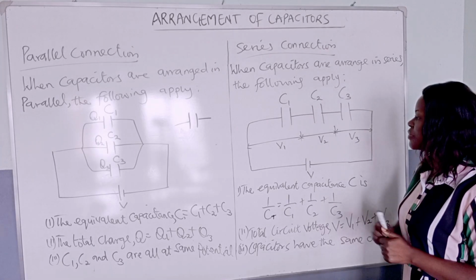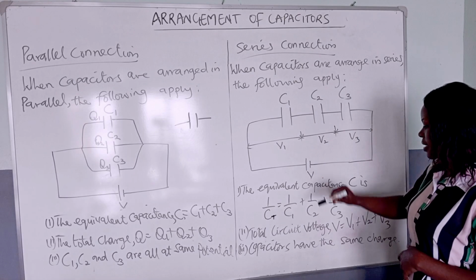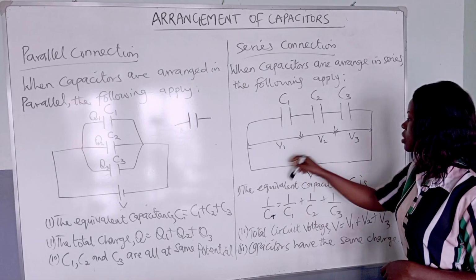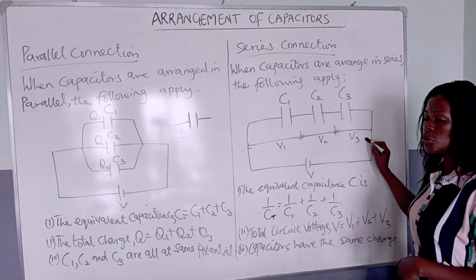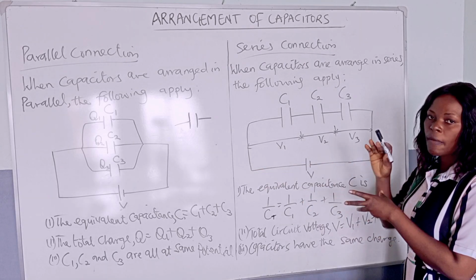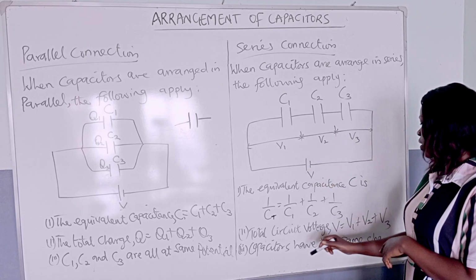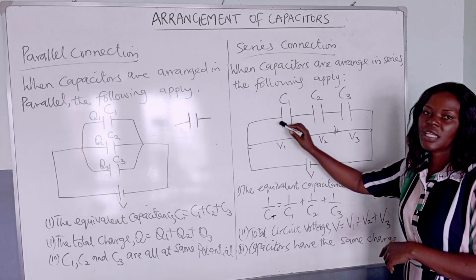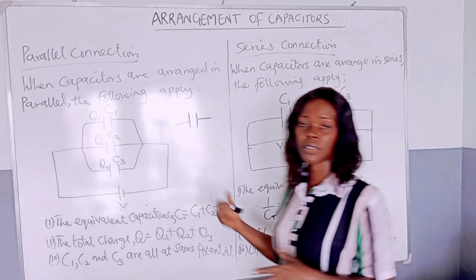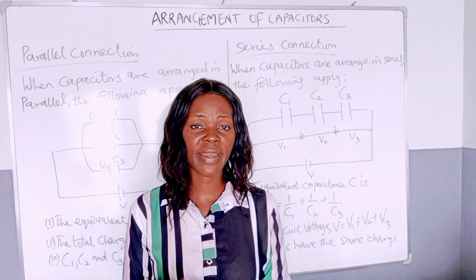Now the PD, we have the PD across C1, PD across C2, and PD across C3. That means the total circuit voltage V is equal to V1 plus V2 plus V3. Do you understand that? So it's not the same as this, because in parallel they have the same PD. But here we have to add the overall PD to get the total PD. So capacitors in series have the same what? Charge. The same charge flows all through because they are connected in what? Series. So let us look at examples of series and parallel connection and also when they are combined together.